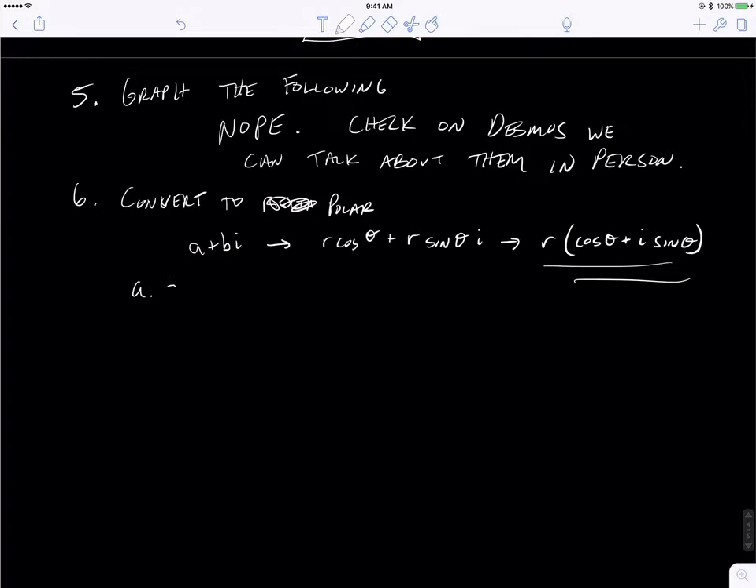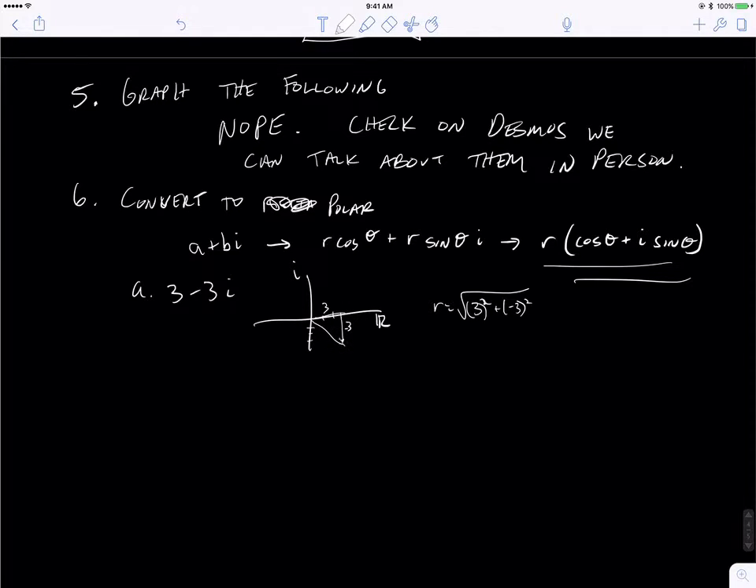So for A, we've got 3 minus 3i. So if I look on the complex plane, remember this is a number system. It is not like I'm graphing on the x and y plane. Okay, I am over 3 in the real direction and down 3 in the imaginary direction. So again, the r is going to be the square root of 3 squared plus negative 3 squared. Oh, sorry, that's a negative 3.